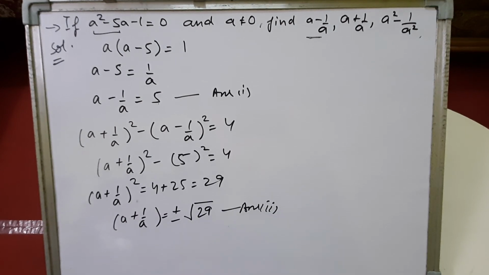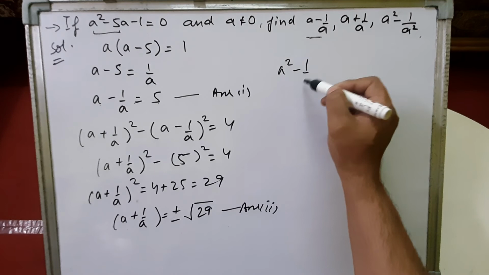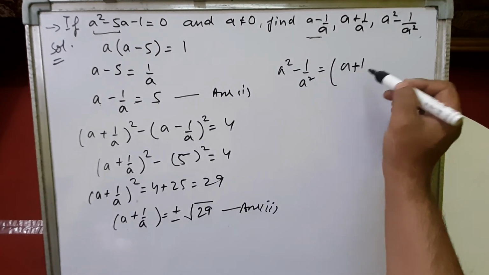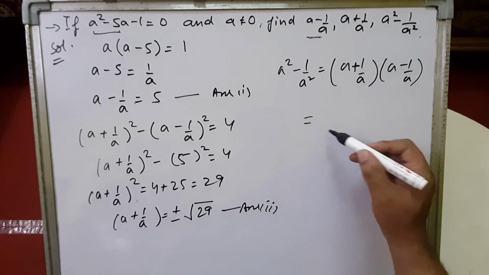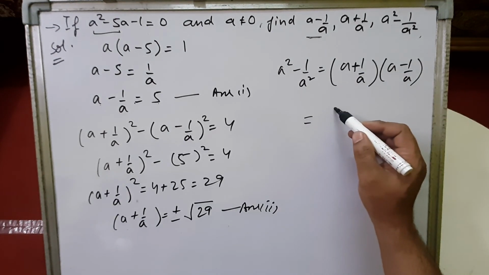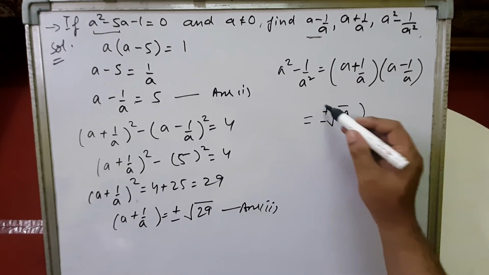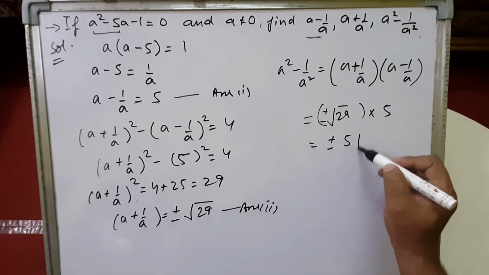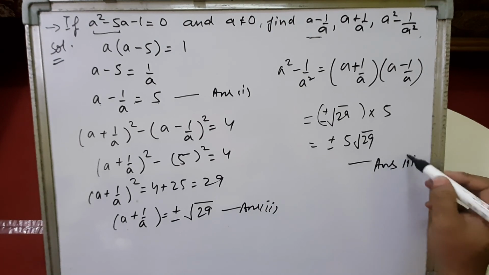Alright. Now we got the values of a plus 1 upon a and a minus 1 upon a. Both the values have been obtained. Now a square minus 1 upon a square can be written as a plus 1 upon a into a minus 1 upon a. This is the difference of squares formula. The value of a plus 1 upon a is plus minus under root 29 into 5. So it will become plus minus 5 root 29. So this is your answer 3.